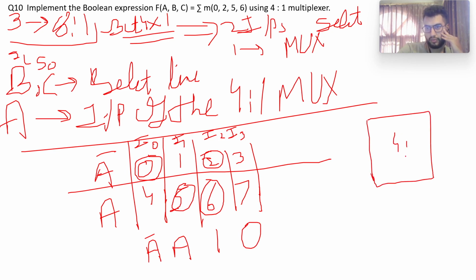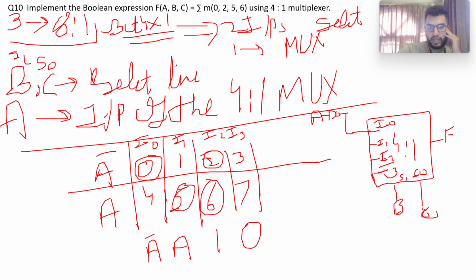So I have this 4 is to 1 mux. So this is my I0, this is my I1, this is my I2, and this is my I3. And these are my select lines B and C, that is S1 and S0. This is my output F. Now how will I get output F? I0 is connected to A bar. So let me just have this signal A from here and its complement here. I1 is connected to A. I2 is 1, so this will be 1, and I3 is grounded, that is 0. So in this way, I can implement a function f of ABC, summation of minterms 0, 2, 5, 6, using a 4 is to 1 mux, where B and C are your select lines, and A is your input to the mux.